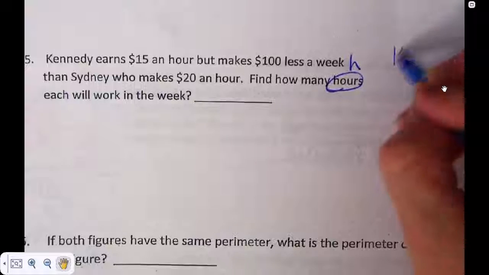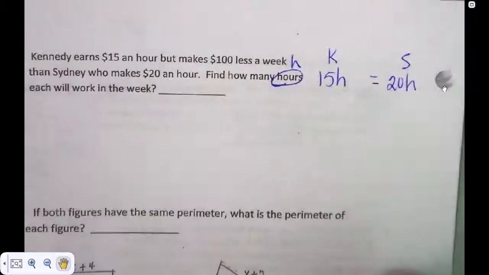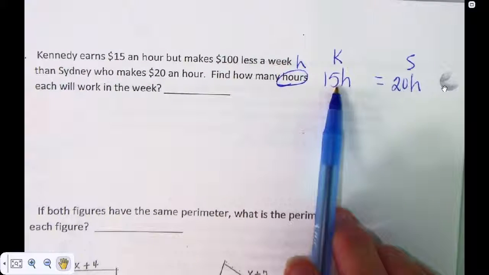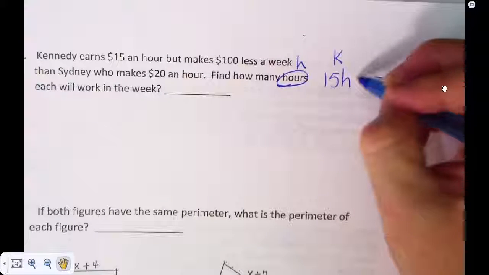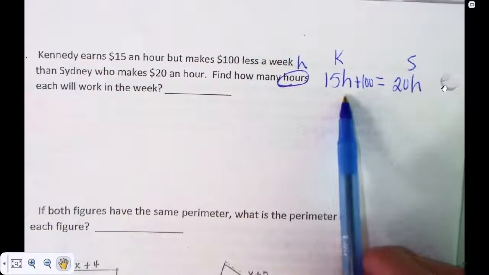What does Kennedy make? 15 an hour. And what does Sydney make? 20 an hour. Are their paychecks going to be equal? No. Okay. So Kennedy makes $100 less than Sydney. So what do I need to do to Kennedy's to make them equal? Yes. If I add 100 to Kennedy's, then they'll be equal. Is this making any sense? Okay. So let me say it one more time.